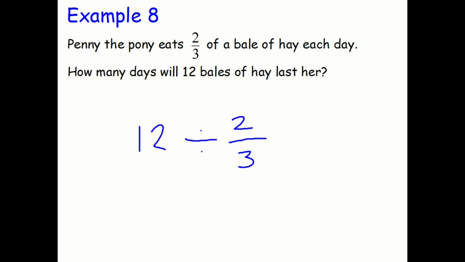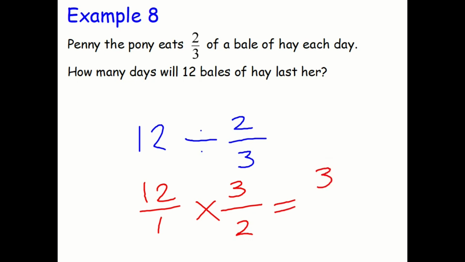So we keep this the same. Keep, swap, flip, multiply across the top, multiply across the bottom. 36 divided by 2 is 18. So the 12 bales of hay will last Penny the Pony 18 days.